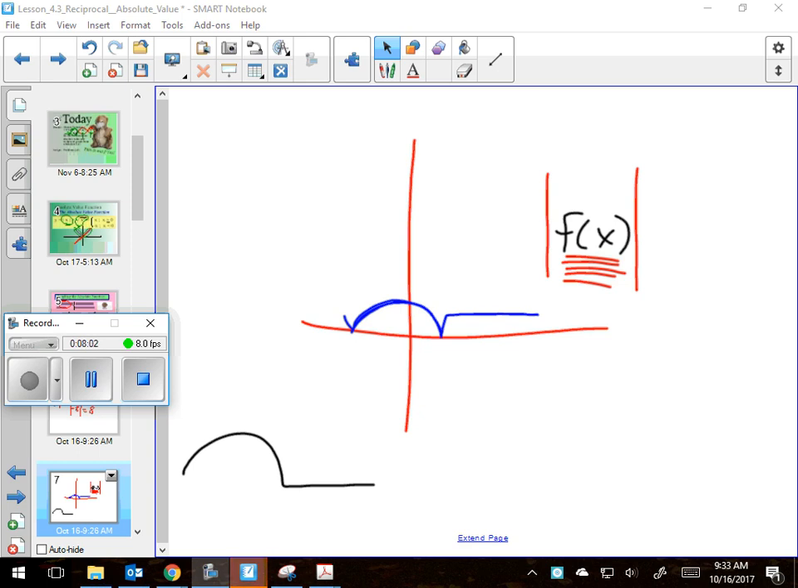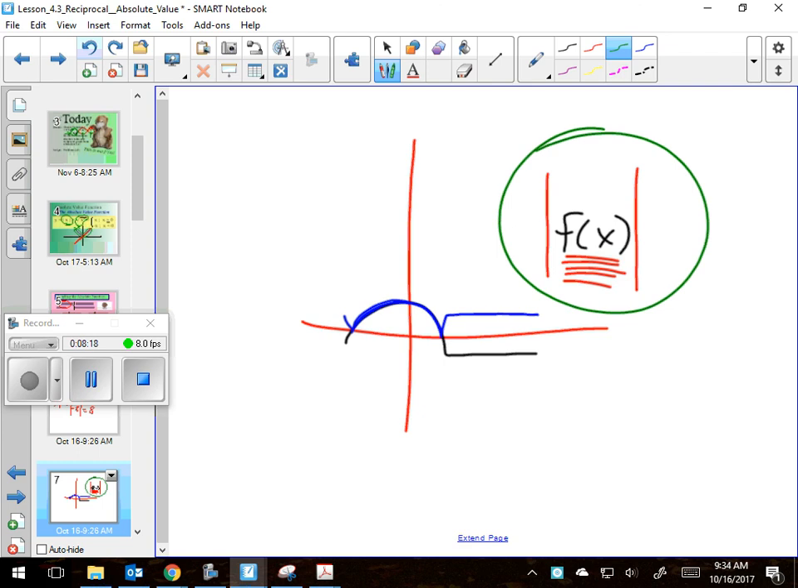Notice there's nothing in the negatives. Why? Because we absolute valued them and they became positive. Notice that's totally different than reflecting it across the axis, because then you'd have stuff in the negatives still at the end. But when you absolute value something, think about it. If you had any negatives, it would have become positive. So the final answer is that blue one.